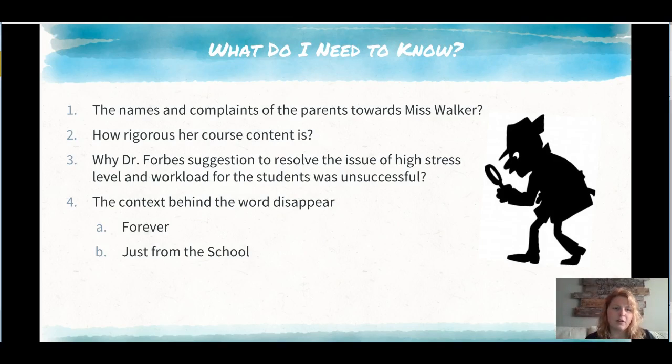From this situation, we need some more detail. What I need to know is the names of the parents in the complaints, specifically complaints towards Ms. Walker. I want to know how rigorous her course content is. Why was she unable to implement Dr. Forbes' suggestions to reduce the high stress level and workload for her students? And I really would like to know the context behind the word disappear. Is it disappear forever, as in really physically harm Ms. Walker, or is it just from the school itself?